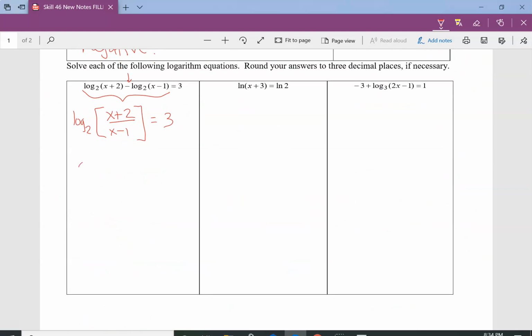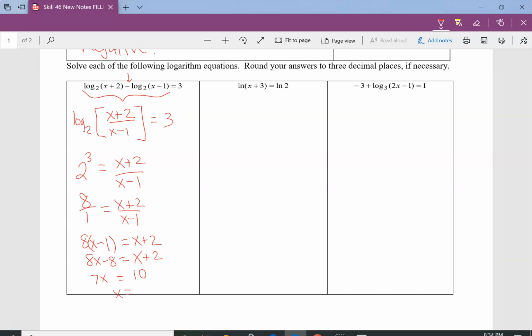So my base is 2, so this will be 2 to the third equals x plus 2 over x minus 1. So that'll be the same as 8 over 1 equals x plus 2 over x minus 1. We're going to cross multiply here, so we get 8 times x minus 1 equals 1 times x plus 2. I don't really need to put the 1. 8x minus 8 equals x plus 2. Let's see, I'd be subtracting x from both sides, and then I'd be adding 8 to both sides.